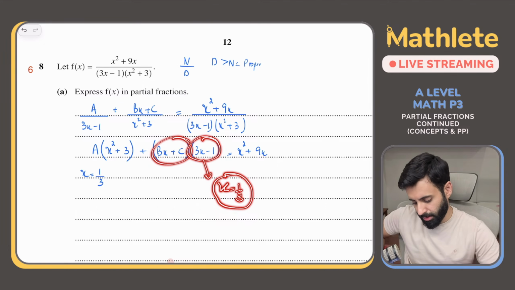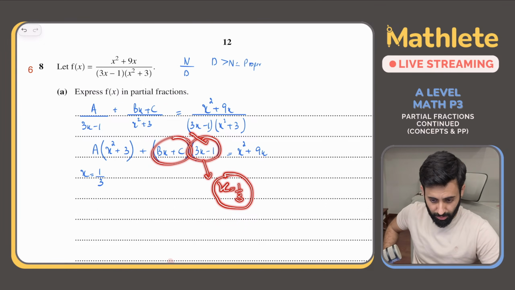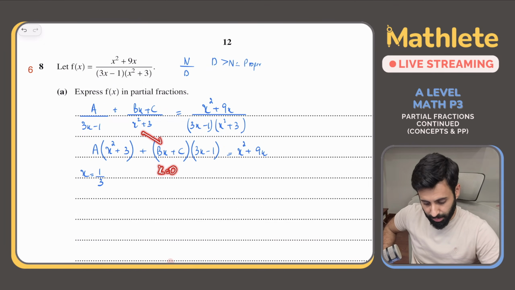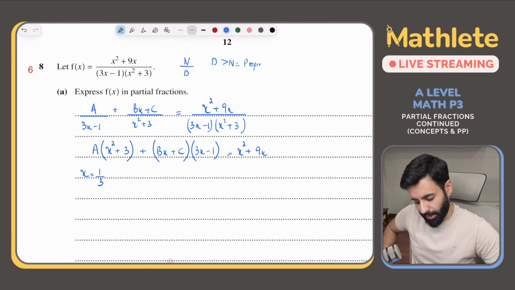How do we figure that out? Just simply equate 3x minus 1 equal to 0. You'll get the answer. And then find out the value of b by simply substituting 0. Find out the value of c by simply substituting 0 in place of x. Then substitute any random value. By random, I mean it should still be easy to work with to find out the value of b.